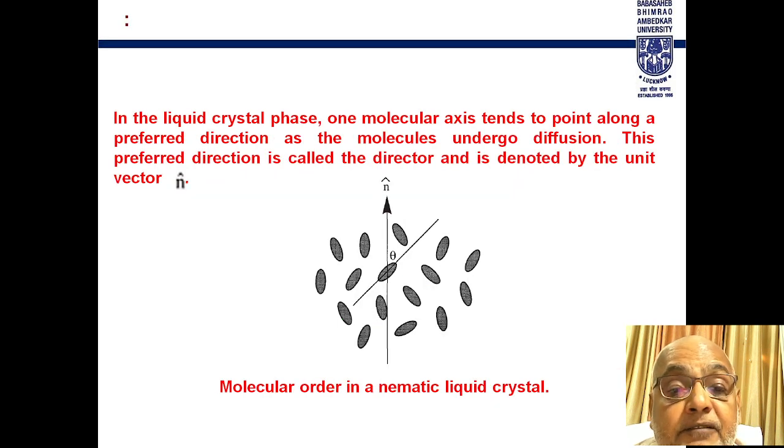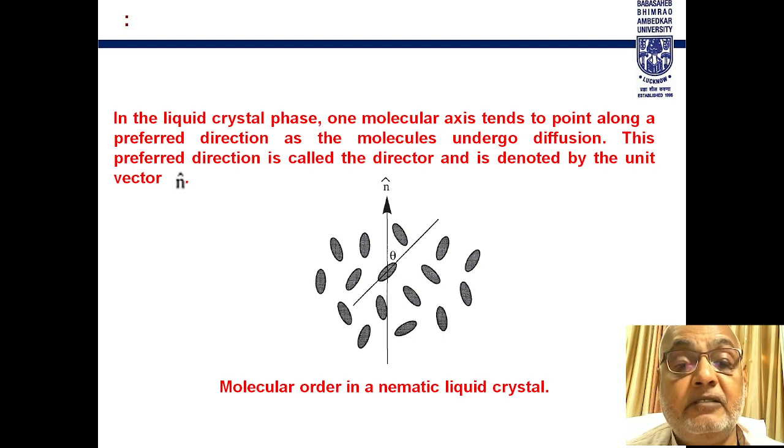In a liquid crystal phase, one molecular axis tends to point along a preferred direction as the molecule undergoes diffusion. This preferred direction is called the director and is denoted by a unit vector. This figure shows the molecular order in a calamitic liquid crystal.